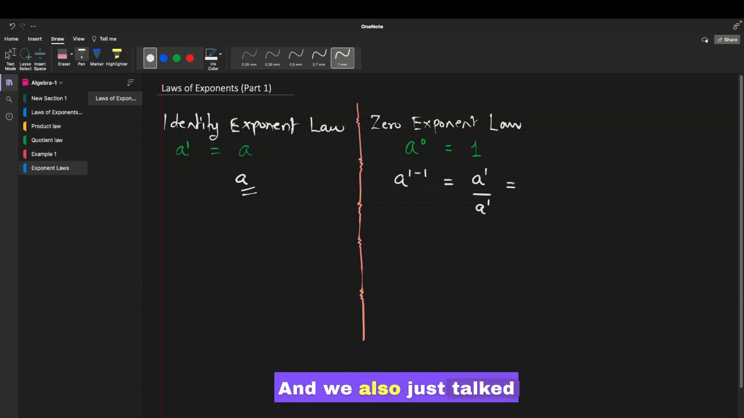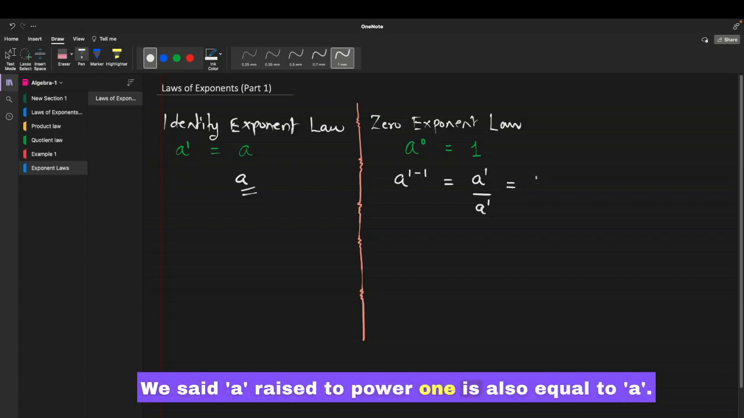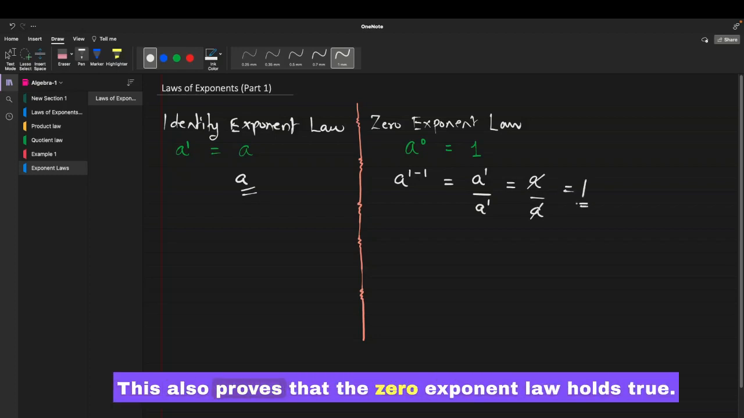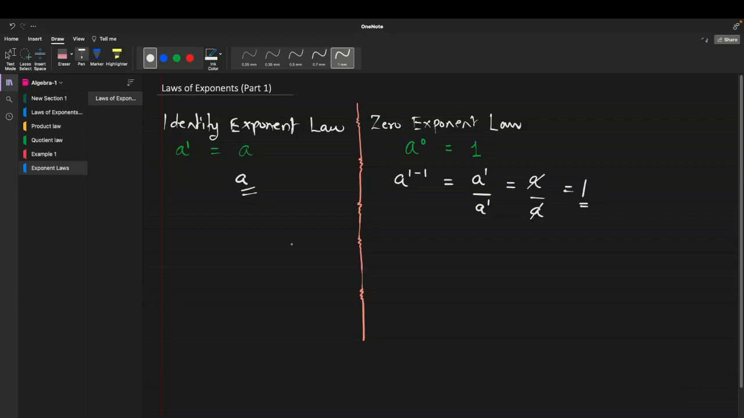And we also just talked about the identity exponent law. And we said a raised to the power 1 is also equal to a. And same thing is applying down here. A raised to the power 1 is equal to a. So when a cancels a, it becomes 1. This also proves that the zero exponent law holds true.